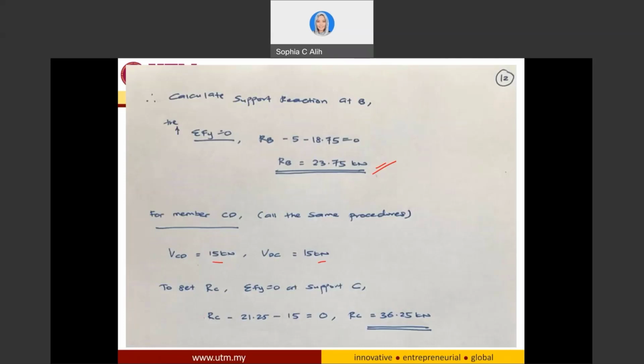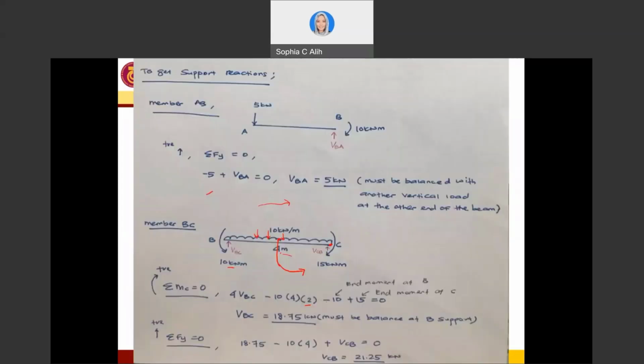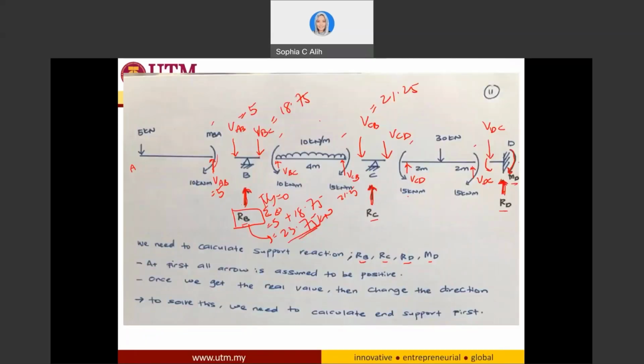Of 15 kilonewton. So this one is just very simple. So I will have like this, I will have like this. This is the 30 kilonewton midspan, so I will have this 15, and this 15 over here. So in order for this one, I have 15, so this one is equal to 15. So RC equal to 21.25 times 15. So I will have this one.